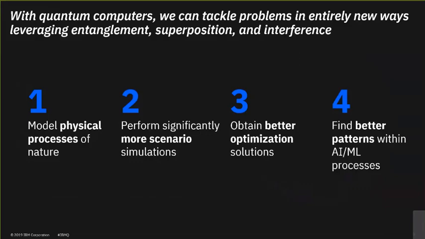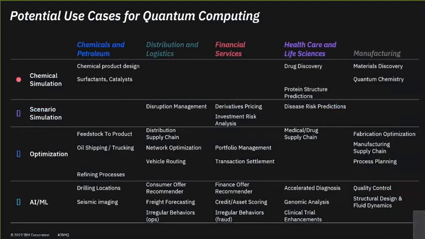How about the next slide, please? Okay, so here's just a quick list of potential use cases for quantum computing. We have chemical simulation, scenario simulation, optimization, and AI machine learning. This is just to expand on the previous slide.